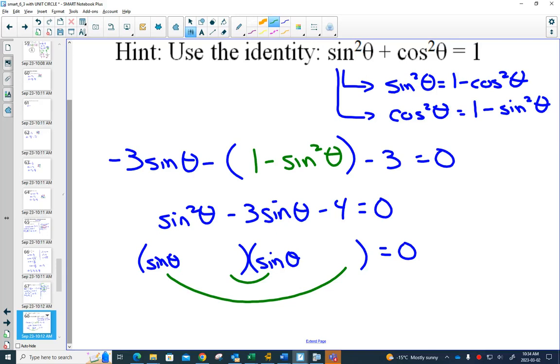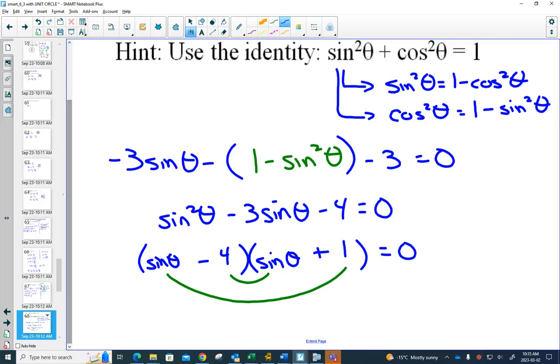So if you tried 2 and 2, can you see that the outside would be 2 sine theta, the inside would be 2 sine theta? That would not give you minus 3. But if you tried 4 and 1, now my inside is 4, my outside is 1. I need to get a negative 3. So I'm going to make negative 4 plus 1. Because negative 4 sine theta plus 1 sine theta would give me negative 3 sine theta.